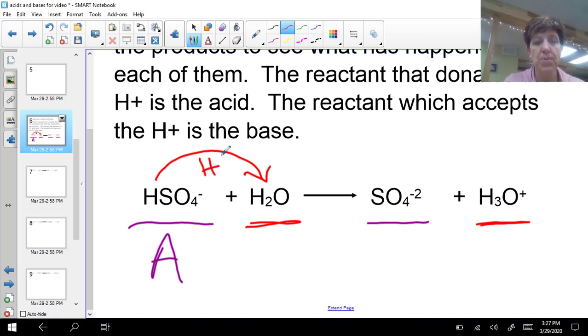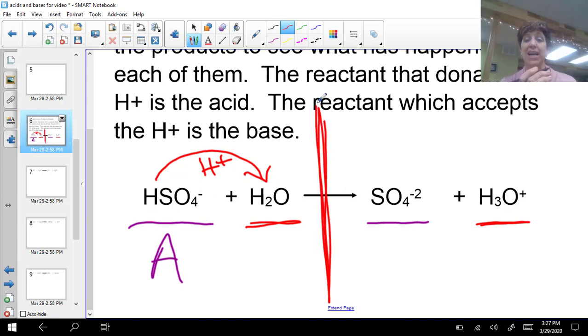The H plus is what's represented by my arrow, and I can't have it cross the arrow of my reaction. I can only look at my reactants right now, so the two things on the left side. The H plus goes from here to here, so this is accepting it. So it's my base. And if I look on the other side of the arrow, this is the one that has lost its H, and this is the one that has accepted an H. So that's why it was the acid and the base.